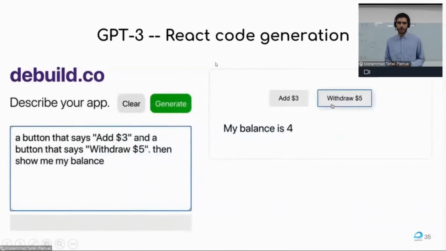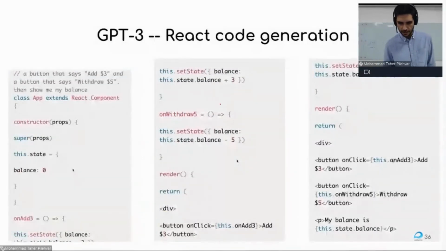Well, this GPT-3 model is really cool. I think probably many of you have already heard about it. For instance, you can provide the model with a description of an application you want to develop, like a React code here, JavaScript, and the model generates code based on this description. Like you want 2 buttons, one to add $3, another one to withdraw $5, and then show your balance. And the model generates this piece of code for you. In fact, this is the exact code generated by the model. You have a piece of HTML calling some function like withdraw 5, and you have the corresponding function for that.